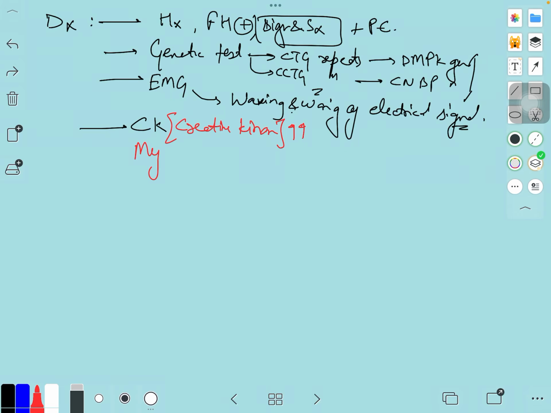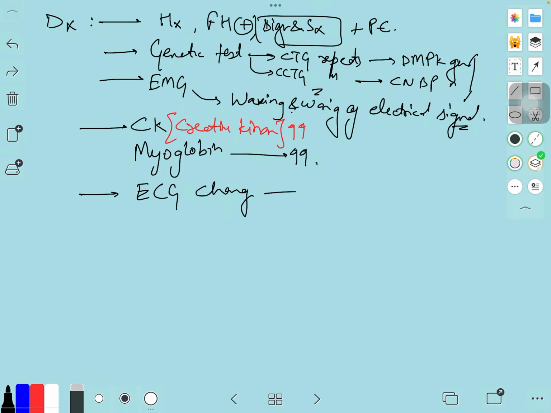Also myoglobin can be increased because of muscle damage. The more muscle is damaged, the more myoglobin, which is within the muscle fiber, will be in the bloodstream. So same thing. We can also check for ECG changes, which would suggest any kinds of arrhythmias. We can also check for cardiac sonogram to check for dilated cardiomyopathy.